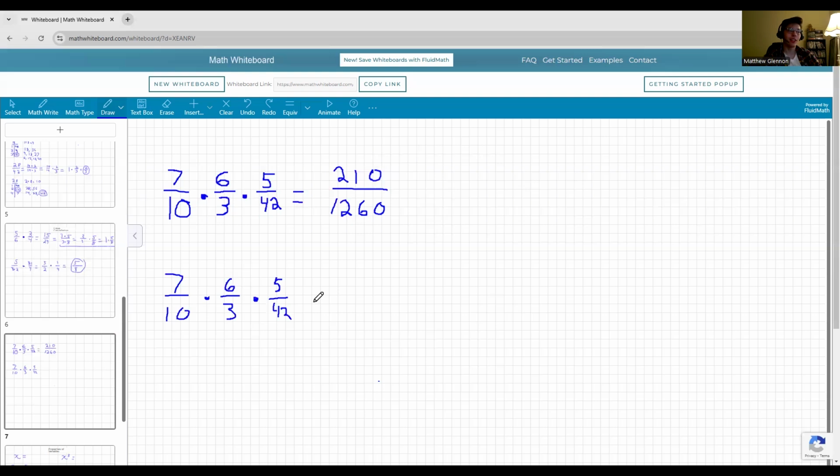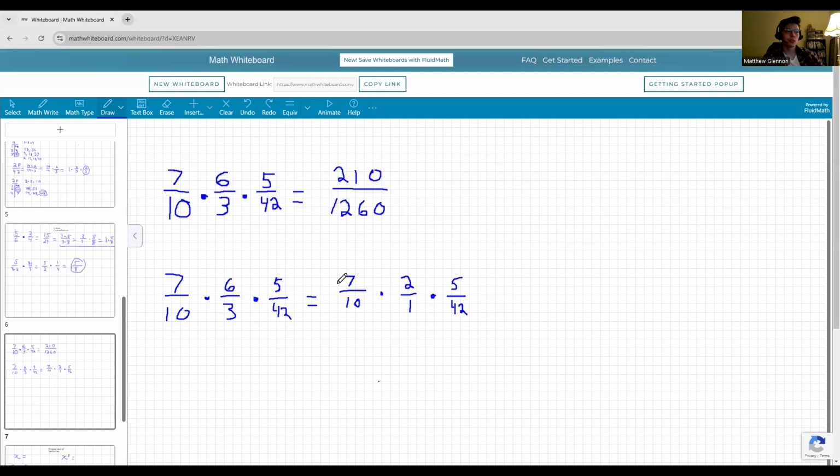6/3, however, we could do the whole simplification out, but we know that 6 divided by 3 is 2. So I'm just going to write it out this way, where we have 7/10 times, and we could just write 2, but I'm going to write 2/1, so we keep it as a fraction. And then 5/42. And now if we look, all of these fractions on their own are simplified. So now we can try checking for cross cancels.